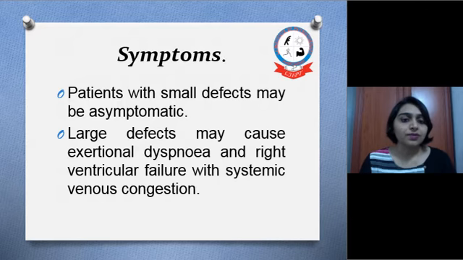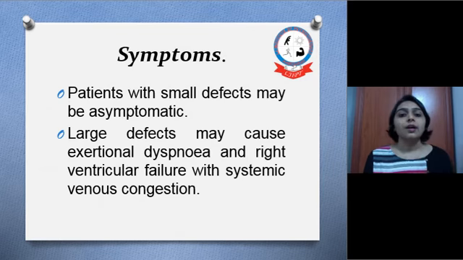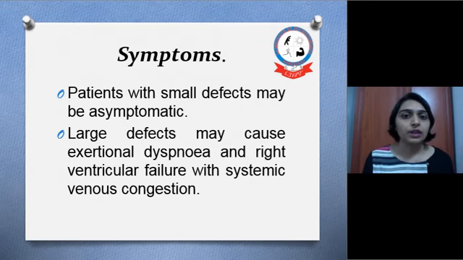The large defects may cause exertional dyspnea and right ventricular failure with systemic venous congestion. Because of that systemic venous congestion, the patient may have raised jugular venous pressure, edema in the lower limb or palm, etc., as well as portal venous hypertension.